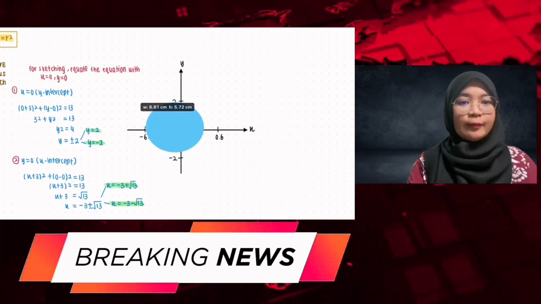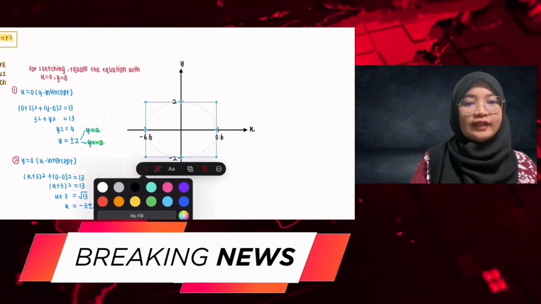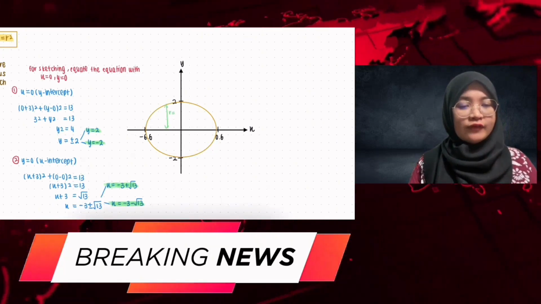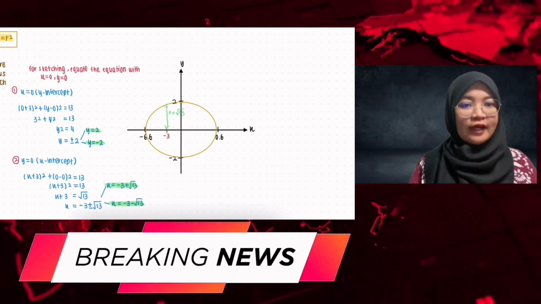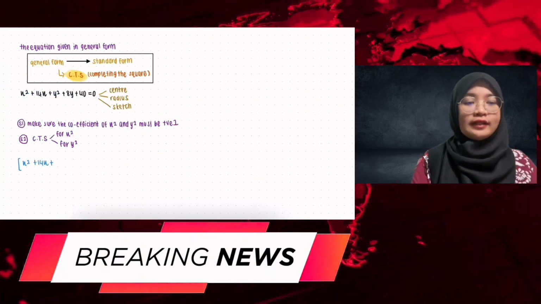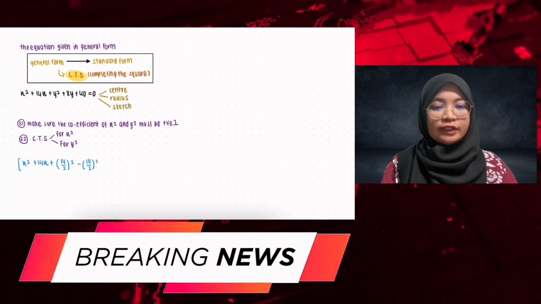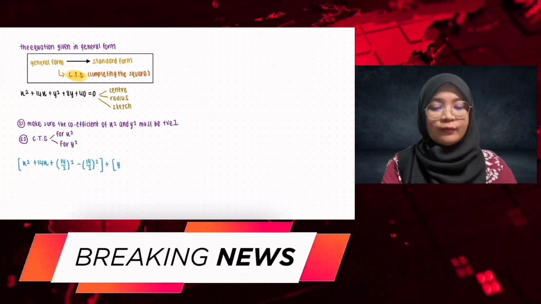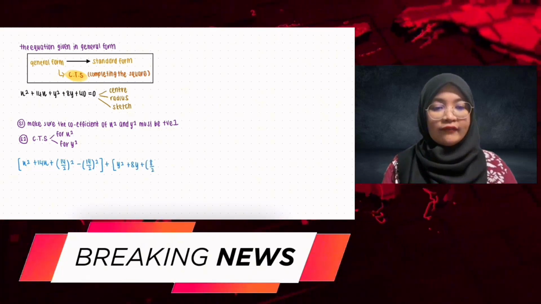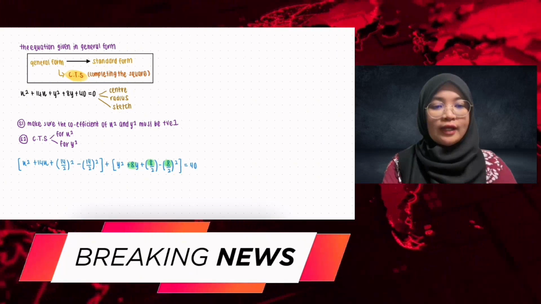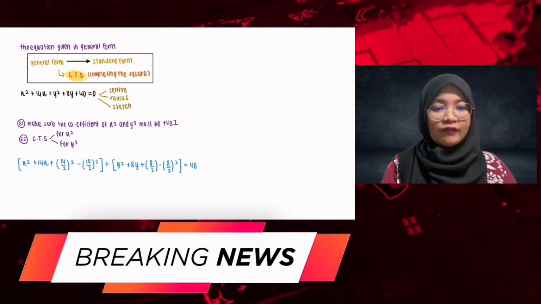There are other types of question where you would be given the question in general form. What to do if you receive a question in general form? You have to make sure to turn it into standard form using completing the square method. So our method to complete this question is by completing the square. So we can tell that x plus 7 is from the 14 divided by 2, and y plus 4 is from 8 divided by 2.